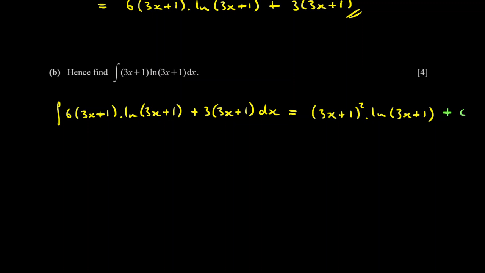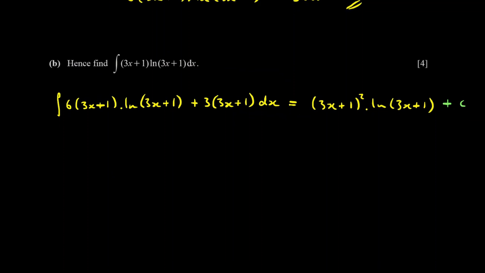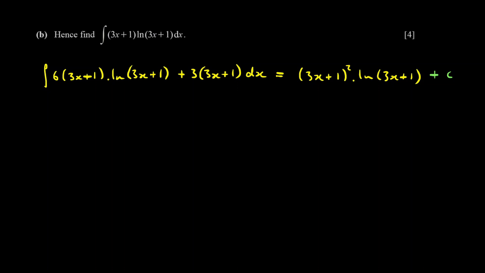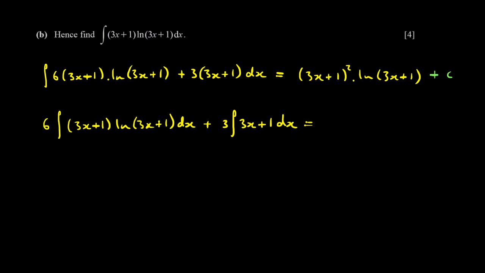Now then, what I want to do is find this integral here. So I want to try to rearrange this in such a way that I am finding that integral. Well, this thing looks very similar to this thing here. So let's try to separate out our integral. I'm going to split the integral up. So I'm going to get 6 times the integral of (3x+1) ln(3x+1) dx plus 3 times the integral of (3x+1) dx is equal to everything that's on the right-hand side.